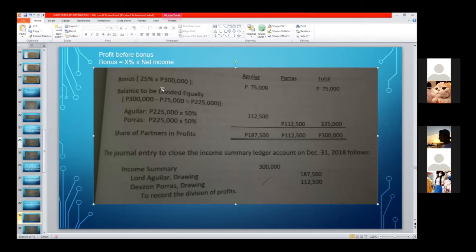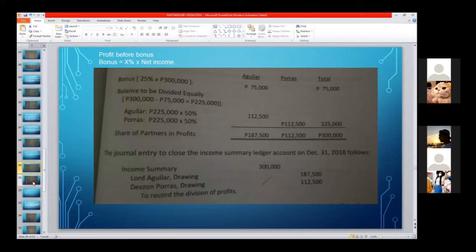I-multiply n'yo lang sa net income, kasi sinabi nga, profit before bonus. Kapag sinabing profit before bonus, ang ibig sabihin niyan, profit bago mabawas yung bonus. Hindi pa nabawas yung bonus diyan, kaya buo pa 'yan. Okay, so 300,000 times 25% equals 75,000. And then, i-less n'yo ulit doon para makuha yung residual na i-divide n'yo equally. Simple pa kapag profit before bonus.